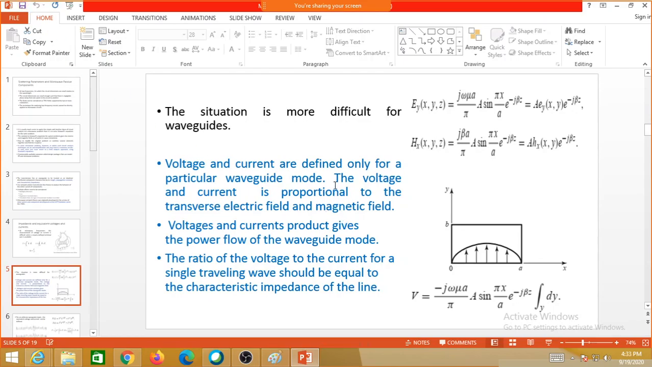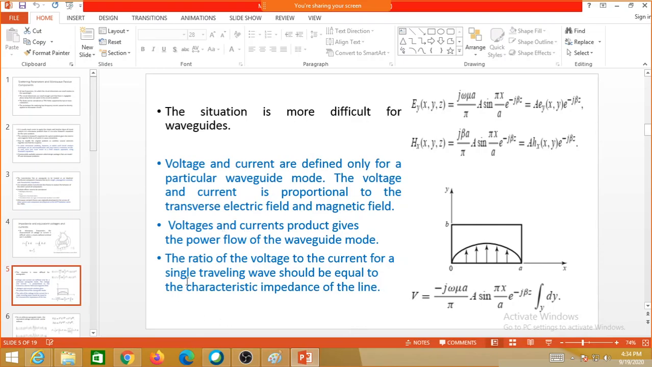Okay, so voltage and currents for the waveguide, as I said, will be defined only for a particular mode, and are proportional to the corresponding transverse electric field and magnetic field. In general, power is the product of voltage and current. So if you find the voltage and current from the electric and magnetic field in a particular waveguide mode, that product will give the power flow within the waveguide.